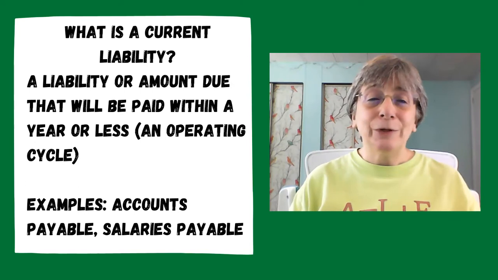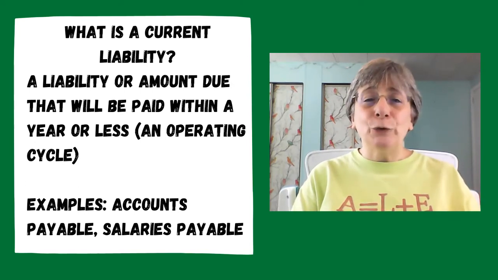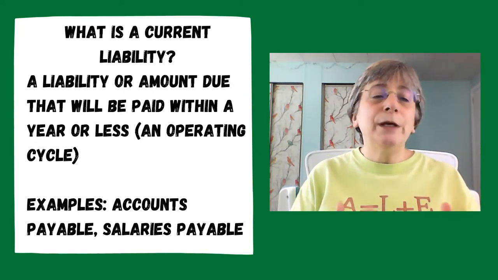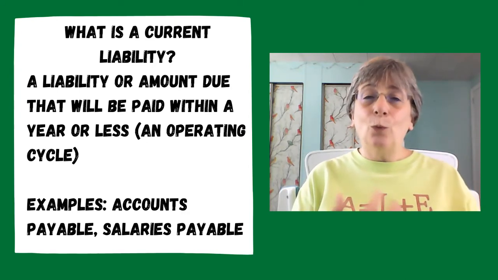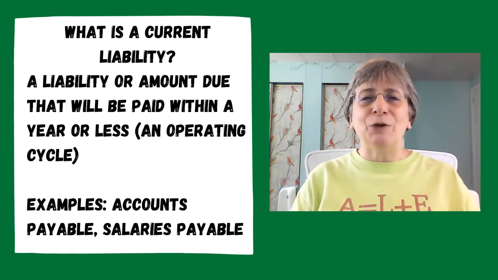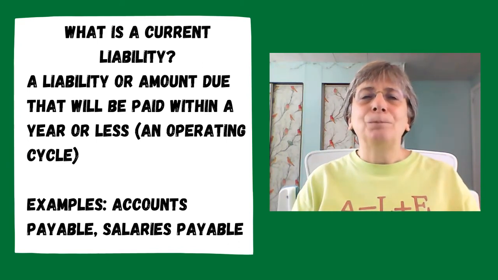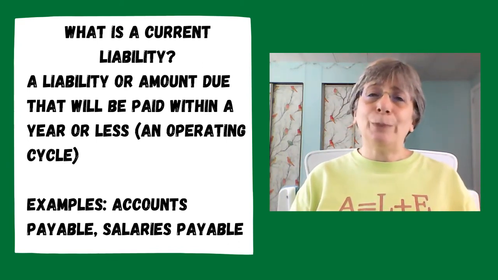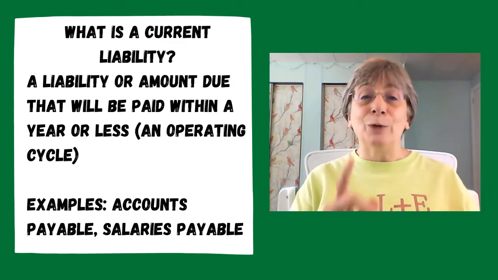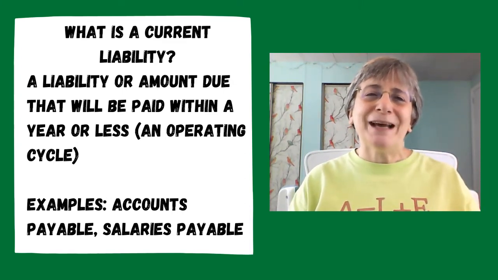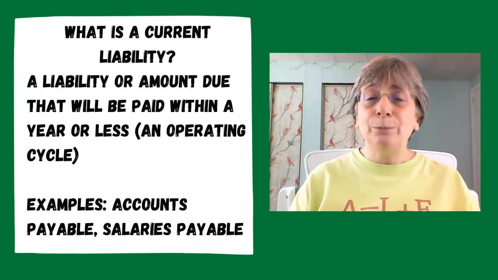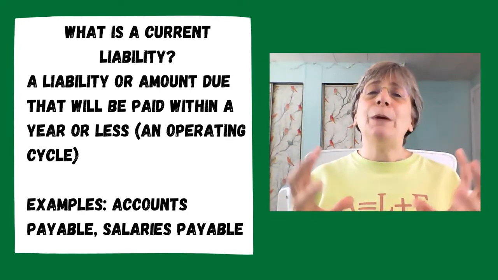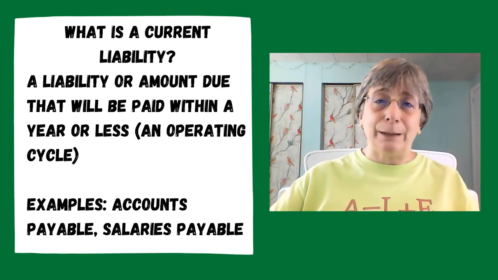So today we want to talk about current liabilities. So what is a current liability? It's an amount that's due that we will be paying within a year or less, or an operating cycle for a business, which is usually a year. So some examples of current liabilities would be things like accounts payable, where our electric bill would live. See, there's method to my madness. Another example would be salaries payable. It's going to be paid within a short period of time.